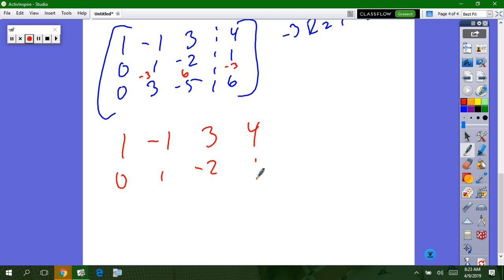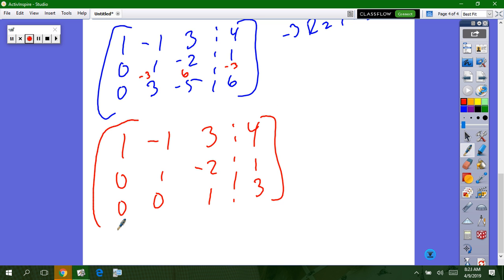I'll have 0 plus 0 is 0. -3 plus 3 is 0. 6 minus 5 is 1. -3 plus 6 is 3. And notice, guys, our 6th step is already done for us because it just so happened when I add those 2 rows together, it became a 1.